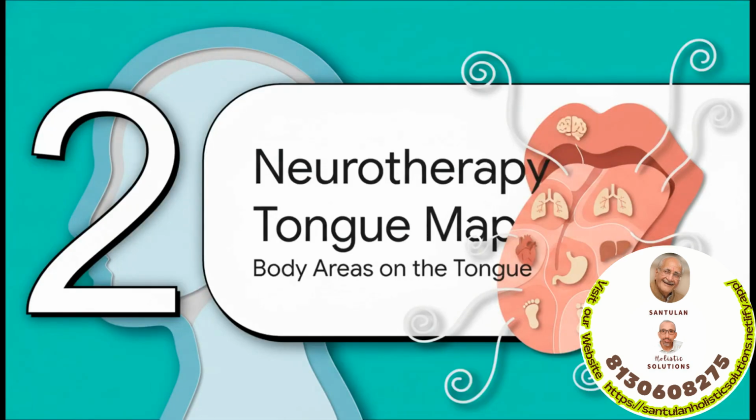Okay, so to make any sense of this, you're going to need a map, right? Well, in neurotherapy, there's a specific system that basically distributes the body's key points directly onto the tongue's surface. This allows us to pinpoint areas of concern with amazing accuracy.